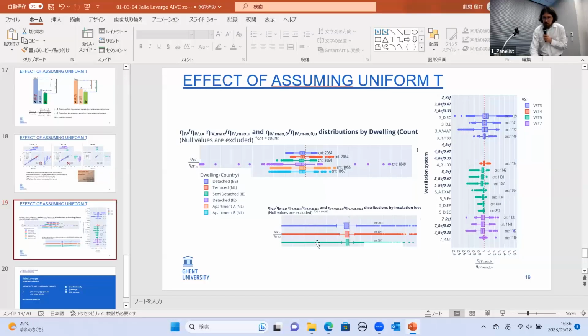And this is also confirmed if we're looking at different types of buildings. So the better insulated the building is, the bigger the contribution of ventilation heat loss to the total heat loss, the closer the results are to unity again, so the smaller the effect. And then finally, this is also confirmed again by the type of dwelling. So the more compact dwellings, again, where we have a bigger contribution of ventilation heat loss to the total heat loss, the effect is smaller.